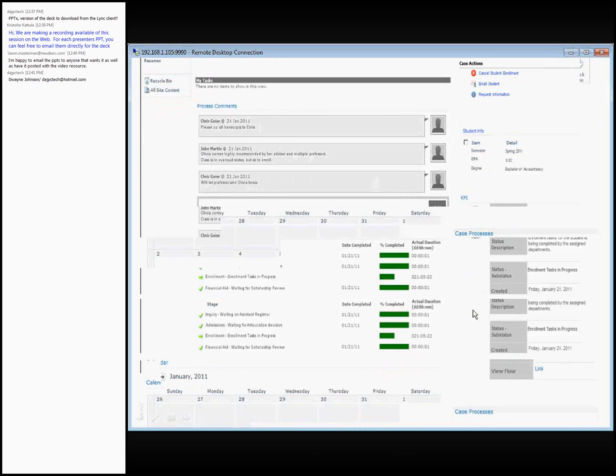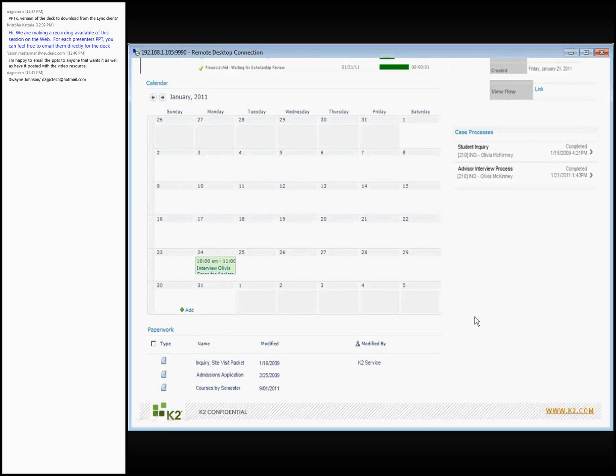And then finally, if we have any interviews set up with our advisor, we can see that in a calendar view, very visual, all in our unified work area here. And of course, any paperwork, those recommendation letters, the transcripts that have come through, the admissions application, all in one place. We don't have to swivel chair. We don't have to send emails. We can see it all in one place. We can see the comments that have been made by the different departments as they're processing the students.